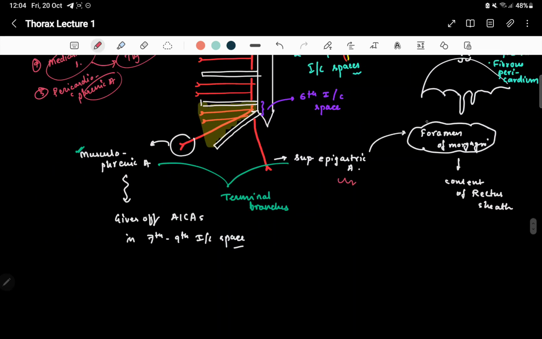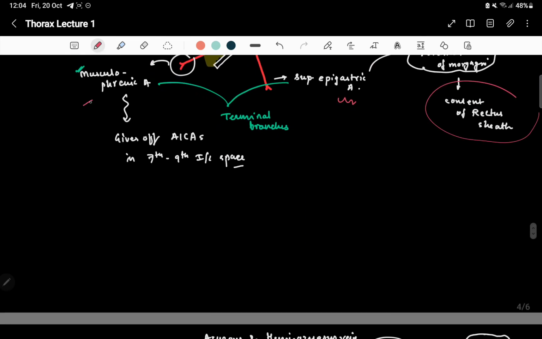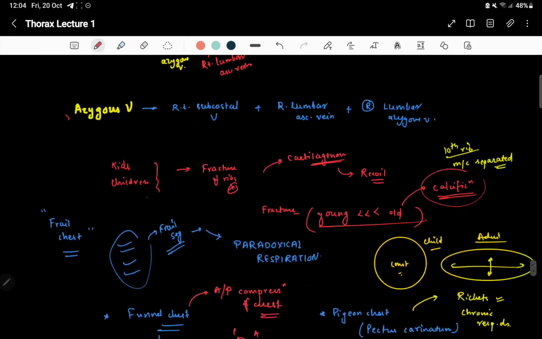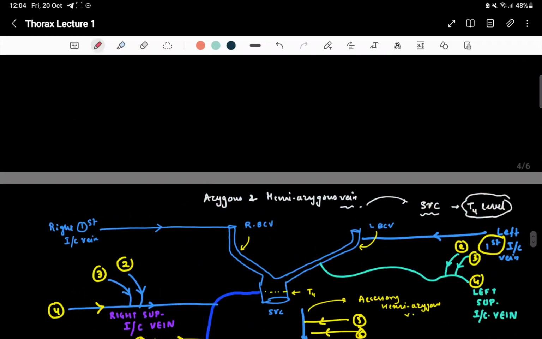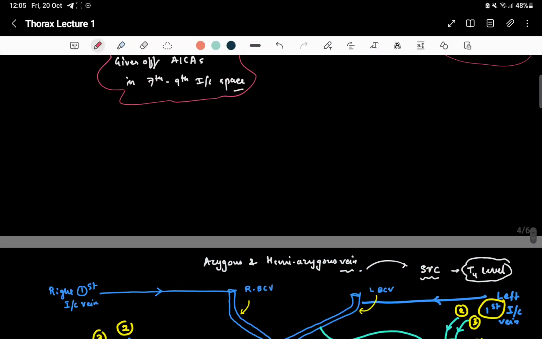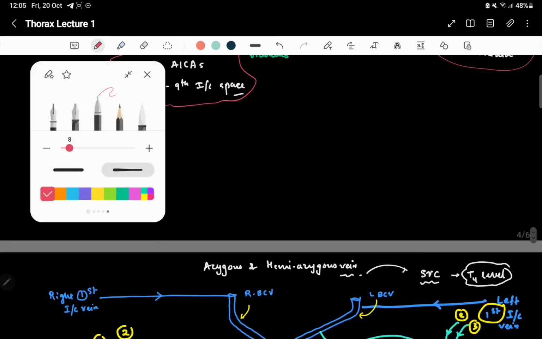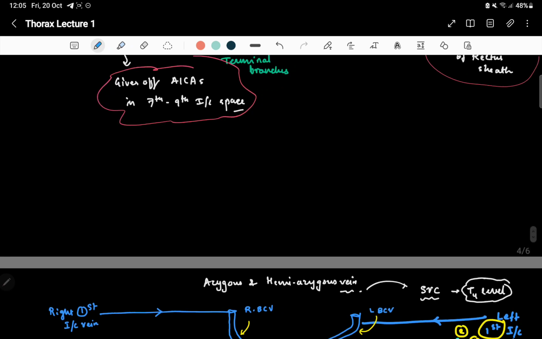Superior epigastric gives branches, passes through the foramen of Morgagni and becomes the content of the rectus sheath. Musculophrenic gives up AICAs and supplies the 7th to 9th intercostal spaces, okay. Then your azygous and hemiazygous veins we discussed. In these azygous and hemiazygous veins, we discussed how the veins pass through and how they drain, okay. This is very important, so you should understand it first. So I am repeating it, okay.